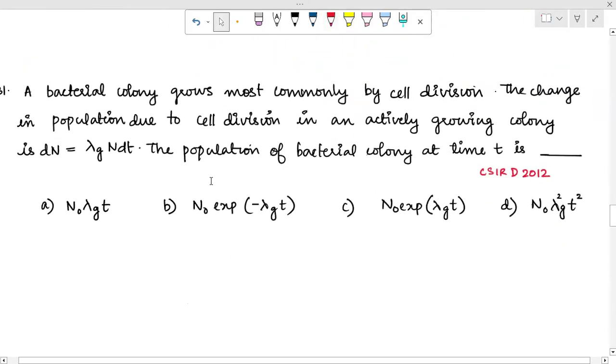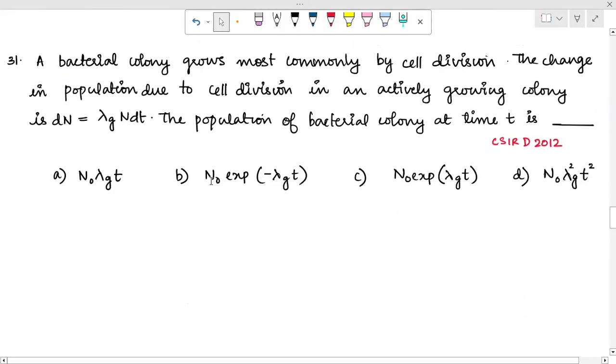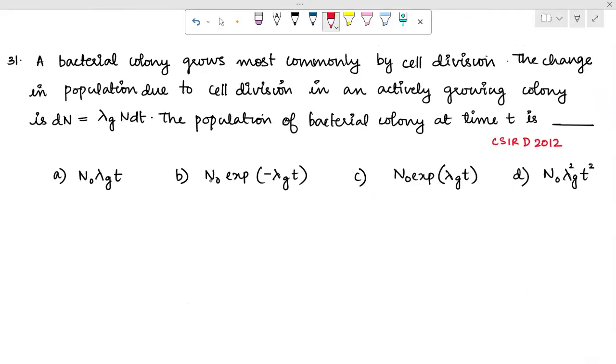Okay. Next question. Again, a beautiful question. Looking at the question, we might think that we won't be able to do it, but it's very easy. So let's read. A bacterial colony grows most commonly by cell division. The change in the population due to the cell division in an actively growing colony is dn equal to lambda n dt. The population of the bacterial colony at any time t is.